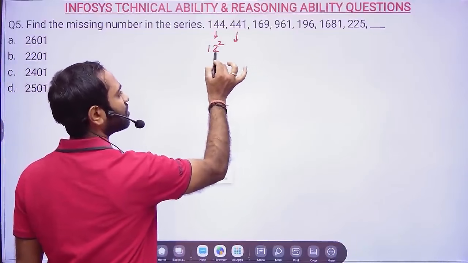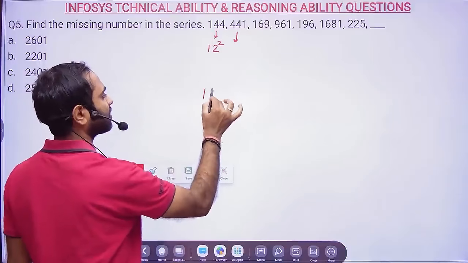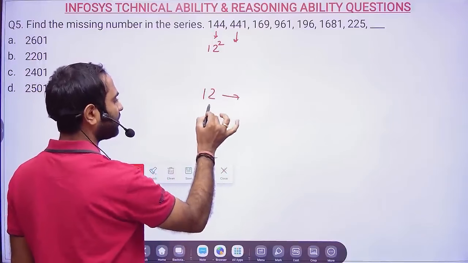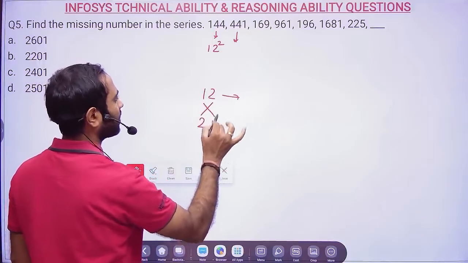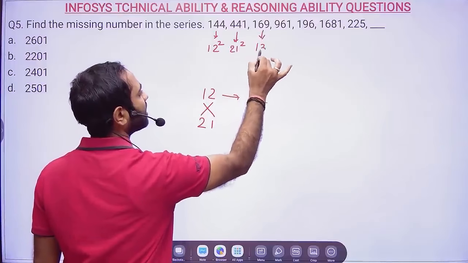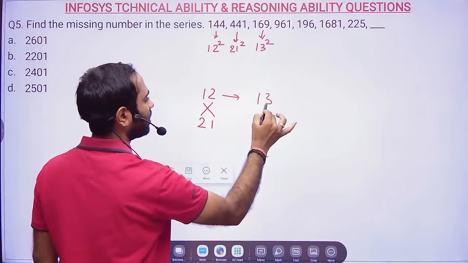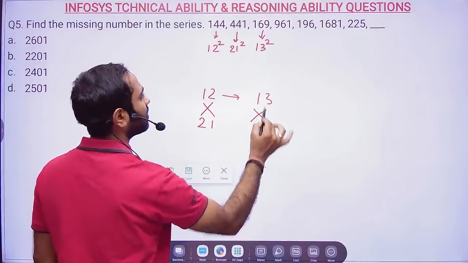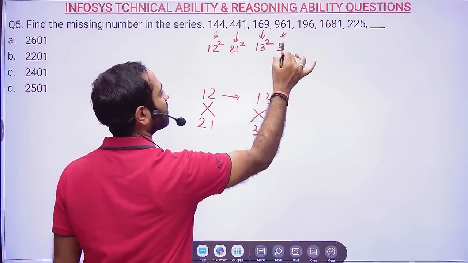And then this is 12, just reverse it. So 12, if you reverse the digit, it will become 21. So this is nothing but 21 square. Then this is 13 square. Reverse the digit, 31 square. So this is nothing but 31 square.